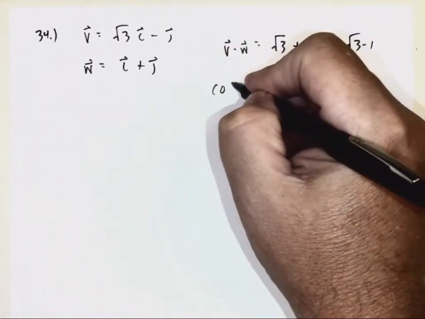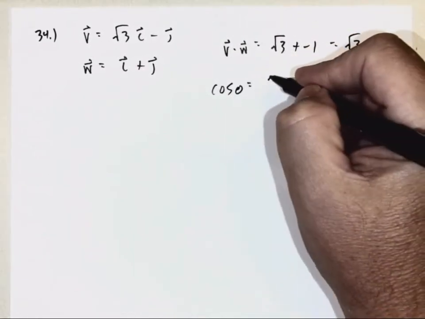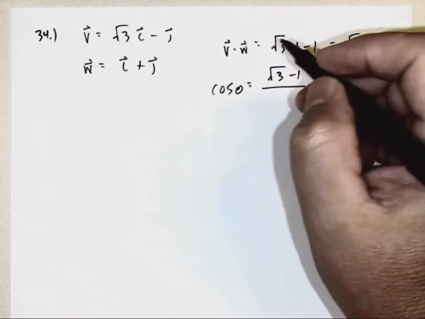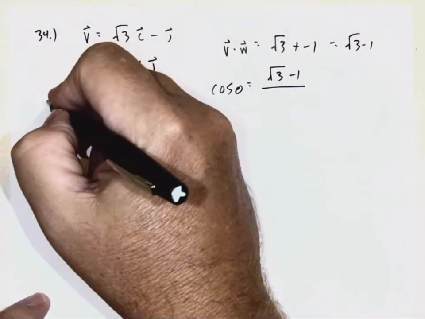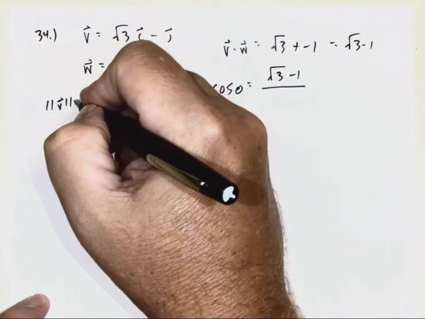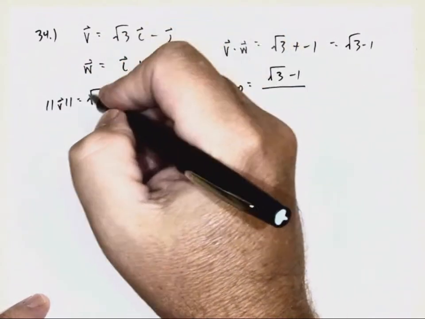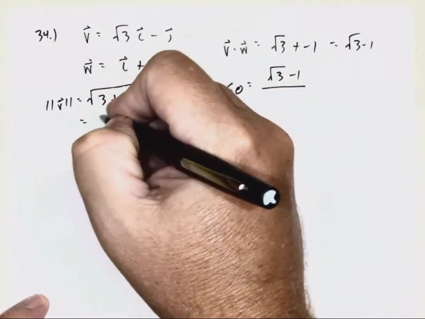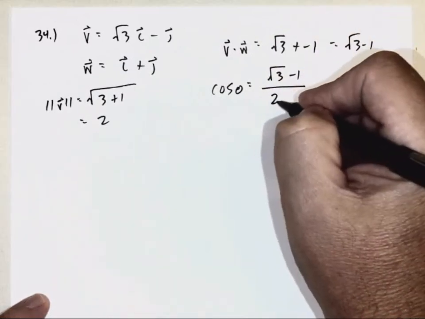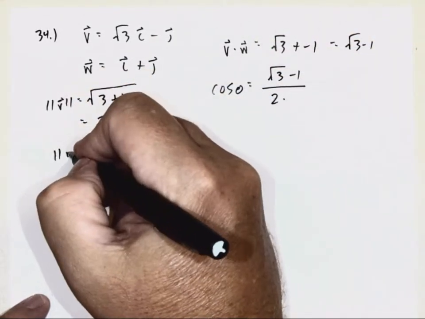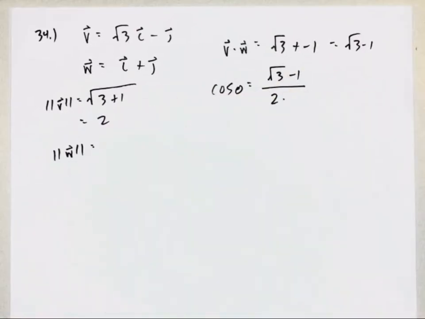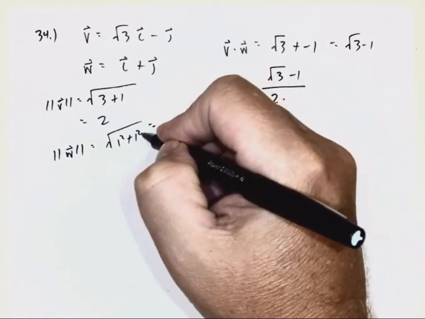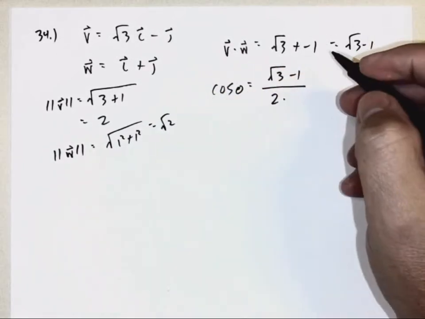So what's the angle? So you take your dot product. Now, magnitude of v, square root of 3 squared, which is 3, plus negative 1 squared. It's 2. Magnitude of w is 1 squared plus 1 squared, square root of 2.